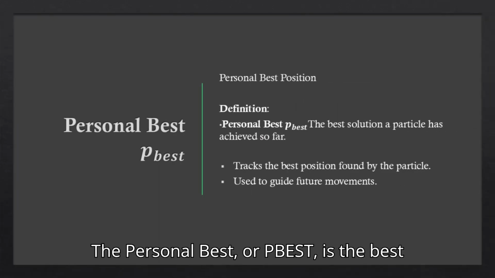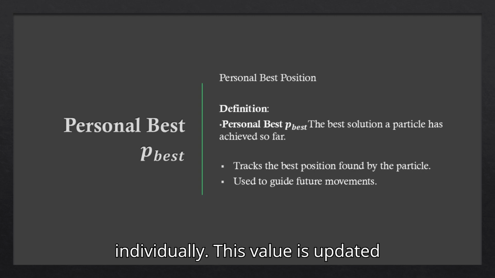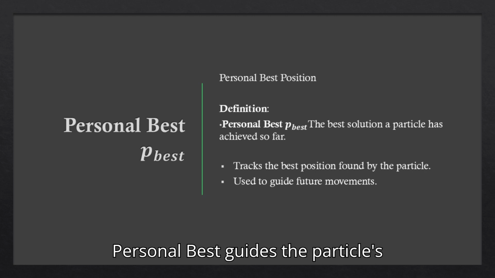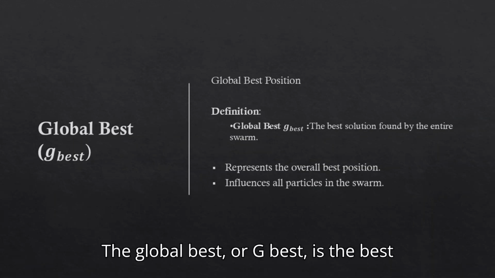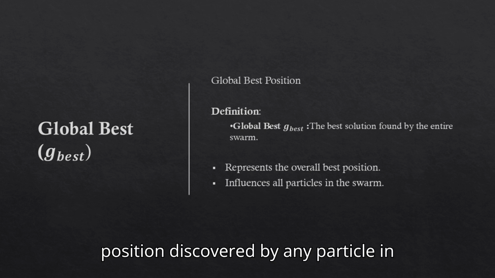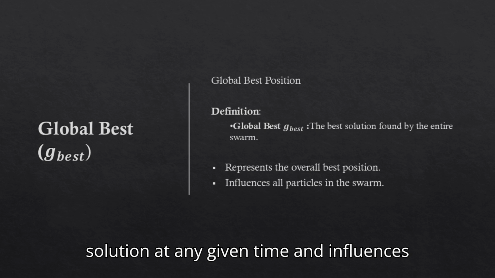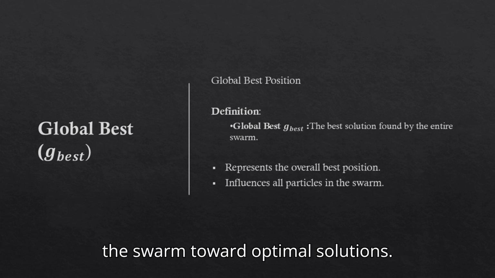The personal best, or P-best, is the best position that a particle has found individually. This value is updated whenever the particle discovers a position with a better fitness value. The personal best guides the particle's future movements toward more promising areas. The global best, or G-best, is the best position discovered by any particle in the swarm. It represents the best-known solution at any given time and influences the movement of all particles, guiding the swarm toward optimal solutions.